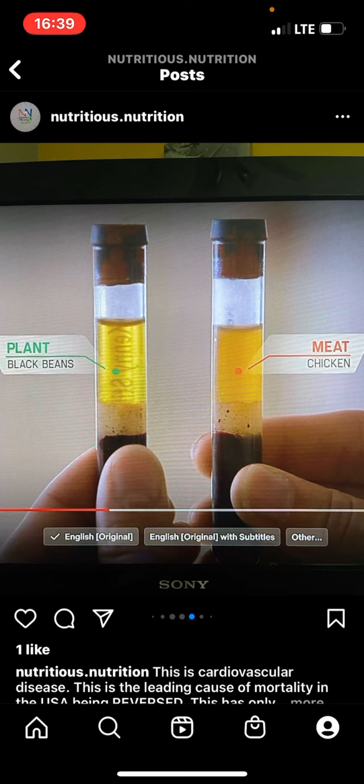And we can reverse it. We can prevent it for people who don't have narrow arteries. We can reverse it for people who do. So this is your plant fats, plant proteins. They don't cloud up your blood or thicken your blood. They keep it running smooth, keep the cells very slippery and flexible.